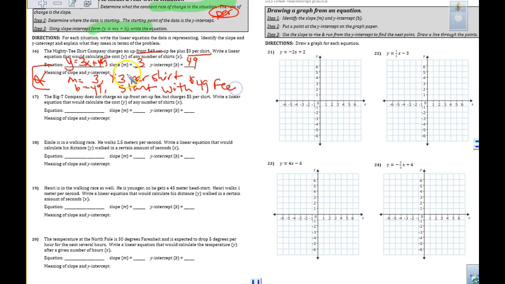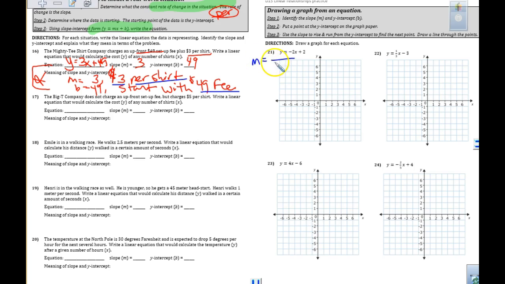So each situation is going to be different, but when I'm looking for the meaning on the test of what the slope is, I'm going to look for that you have the dollar sign per shirt. I'm going to look that you told me it starts with a fee of $49. That's what we're looking at in those questions, okay?